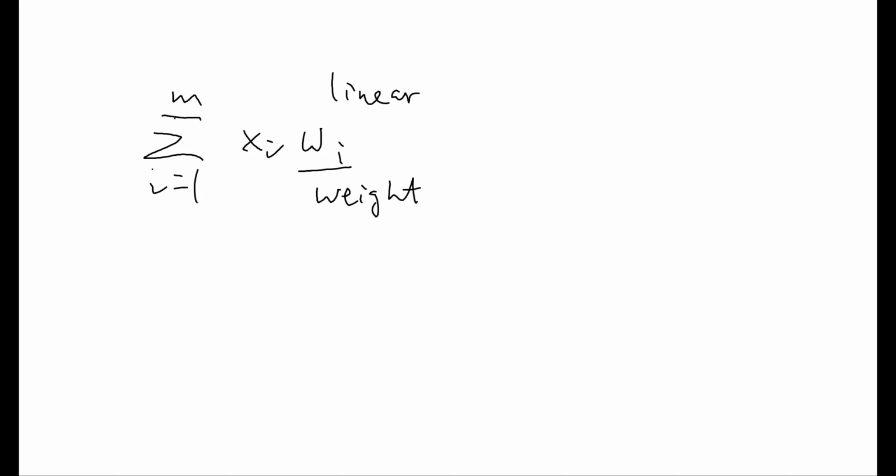The weights are unknown, because if we knew the weights, we wouldn't need to learn. We could just directly use this expression to predict. So the problem is we don't know the weights.